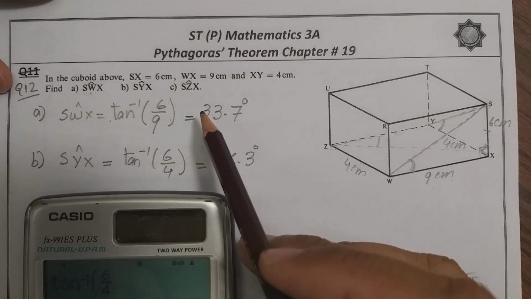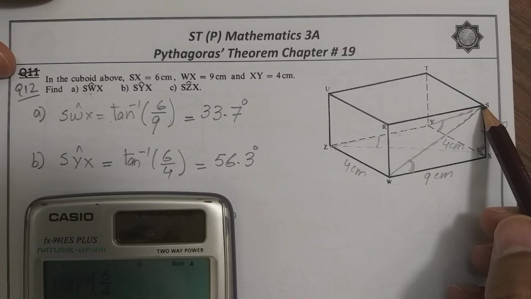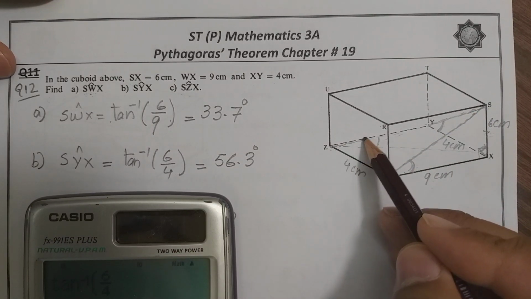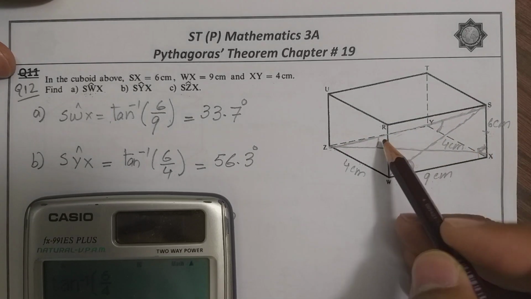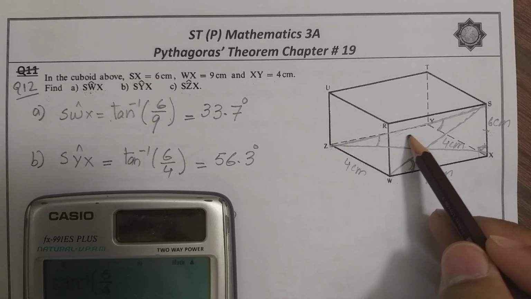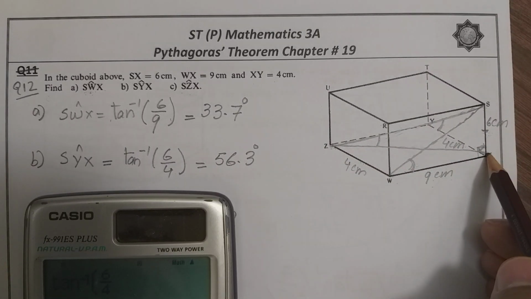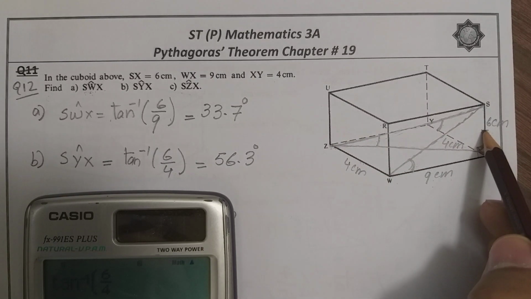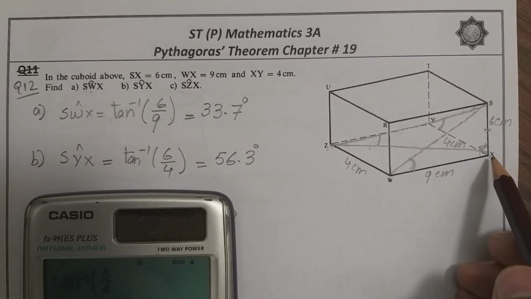Now in the third part we need to find SZX. We need to join them and find this angle. According to this angle, this side is called the opposite, which is 6 centimeter, but we don't have ZX. So first find ZX, and then this line helps us to find the angle.